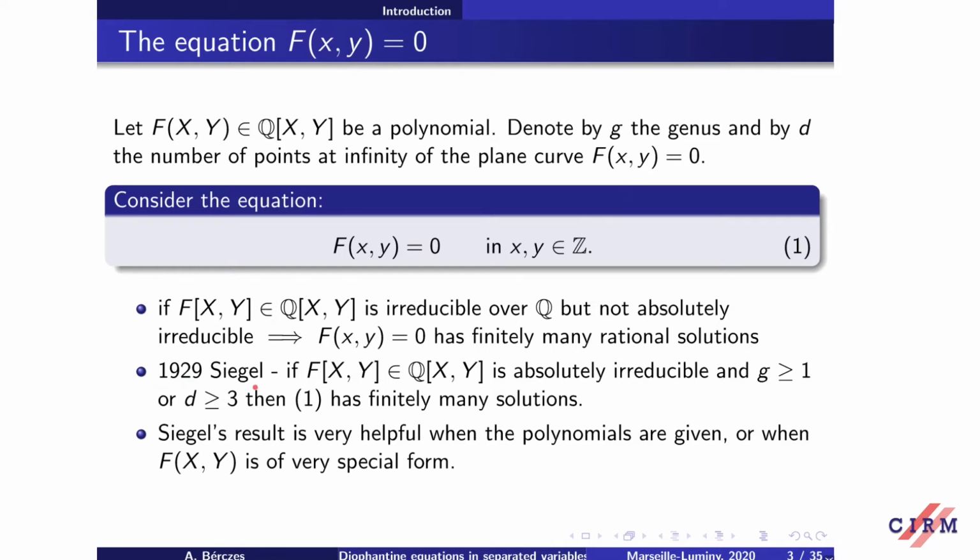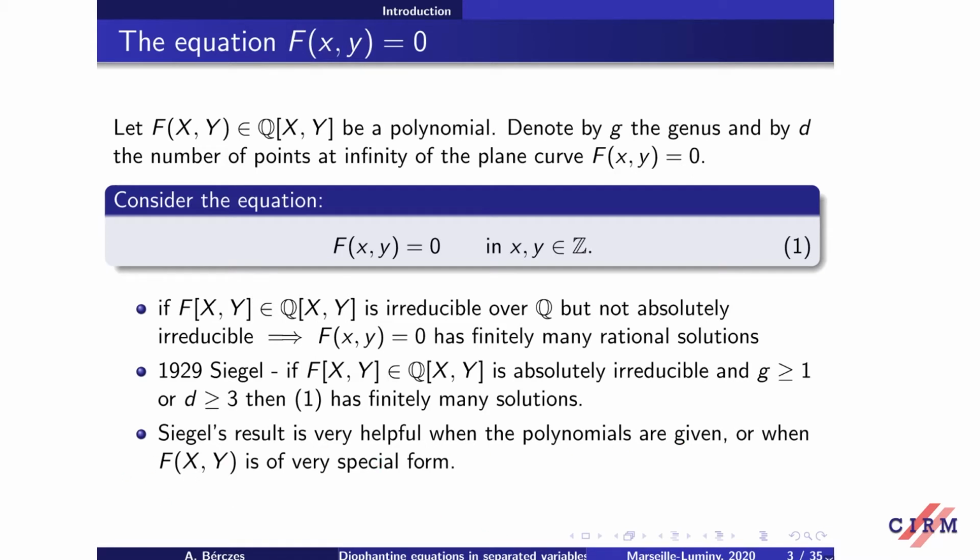in 1929, Siegel answered this question quite completely. In principle, his result says that if f(x,y) is absolutely irreducible and G is larger or equal to 1 or D is larger or equal to 3, then one has only finitely many solutions. So Siegel's result is very helpful when the polynomials are given explicitly or when they are of a very special form.